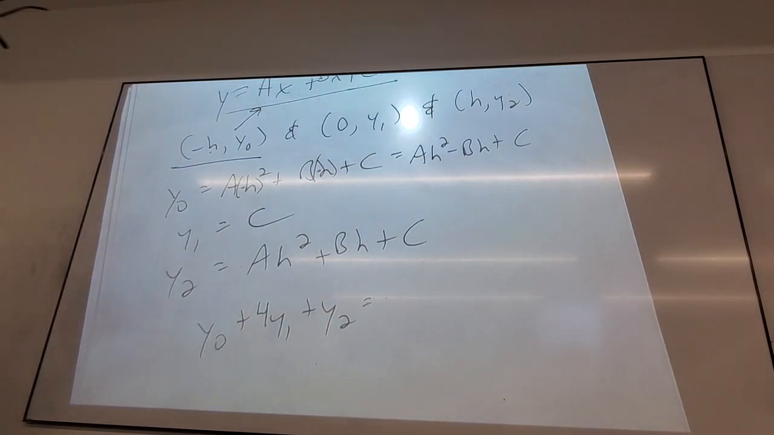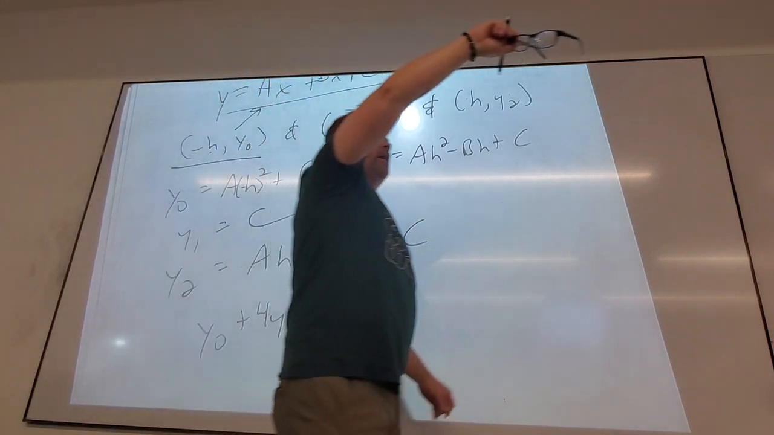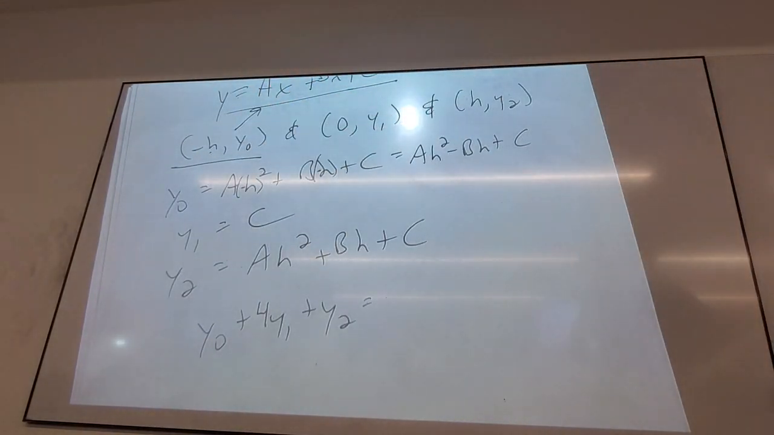If you take y naught plus 4y1 plus y2, yes? So you really just add y naught and y2, and then add 4c to that. Do you guys see that? That's all that says, is do it. Let's see what you get. Don't say it. Just do it. Or stare at it, I guess.